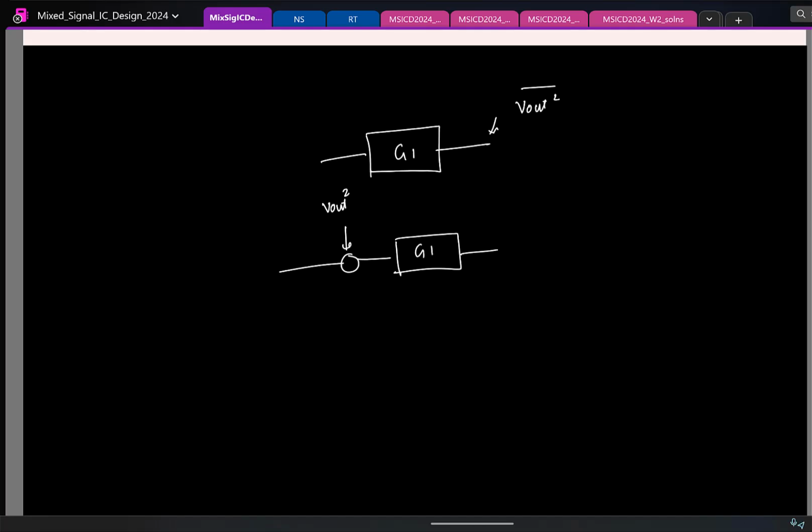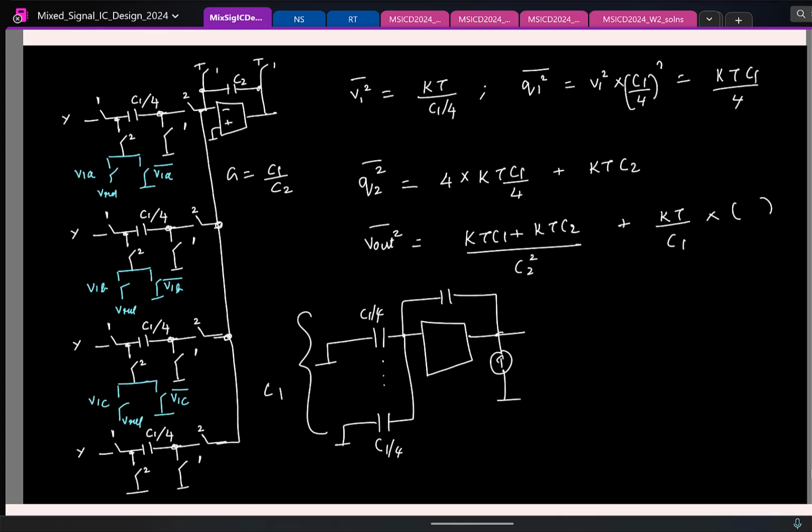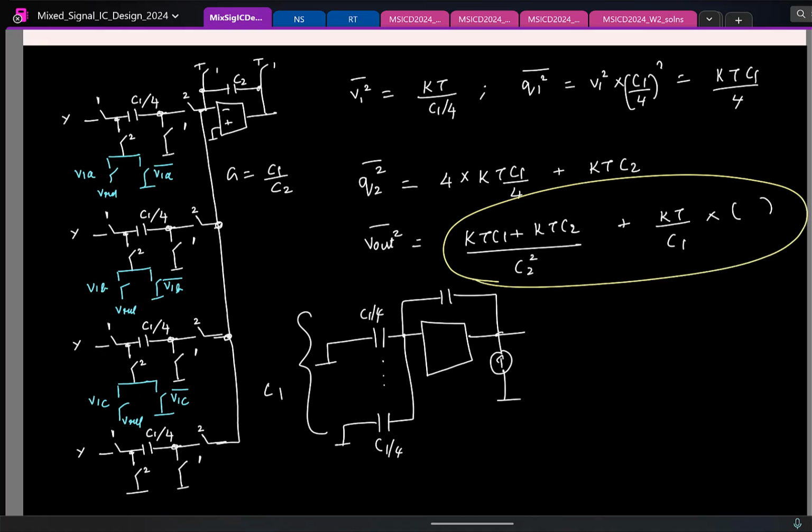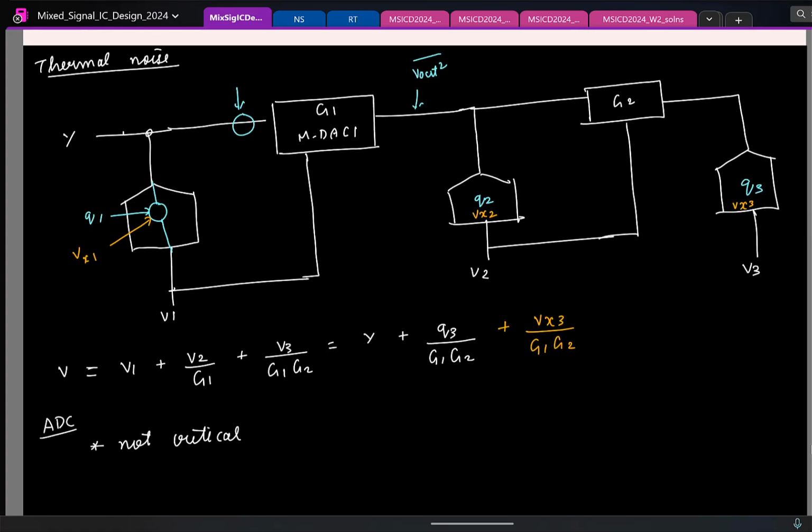So it is V out square by, that's what you do. If you work it out, you divide by the gain. And what is the gain in this circuit? I have already written C1 by C2. So you divide it by C1 by C2 whole square, and you'll find that the input referred noise will be proportional to some KT by C1. You'll have KT by C1 everywhere into some factor, and that C1 is the capacitance used. Cool.